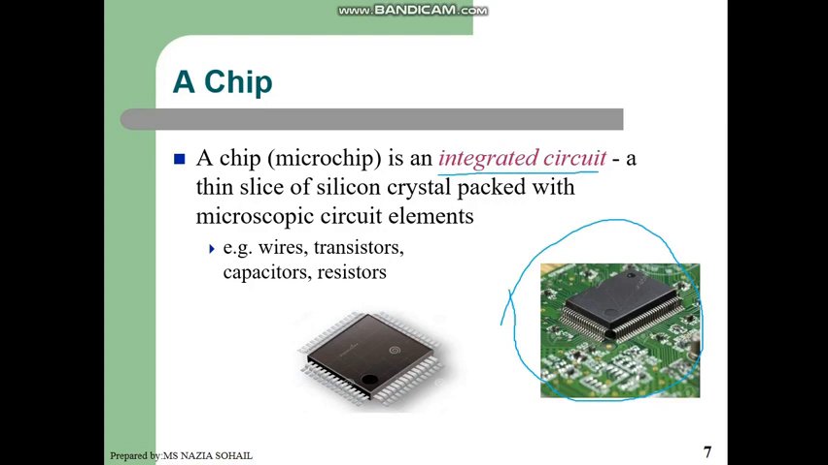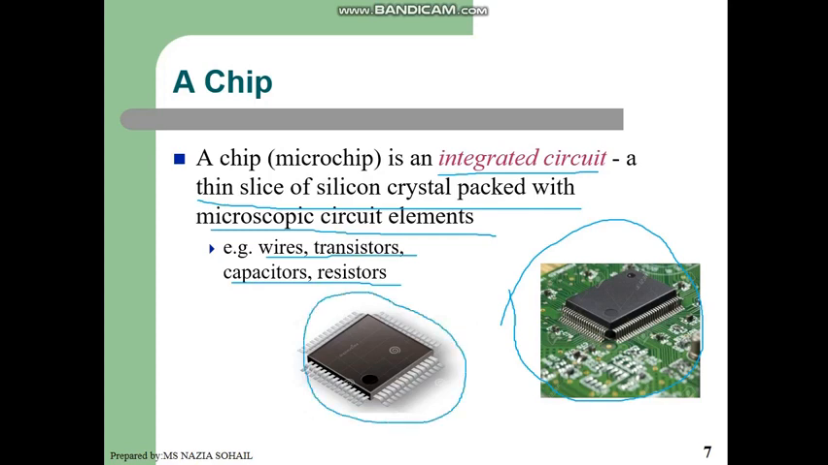This microchip is an integrated circuit, a thin slice of silicon crystal packed with microscopic circuit elements, for example wires, transistors, capacitors and resistors. And this is a picture of the ICs and the small chip. That is the graphics image.